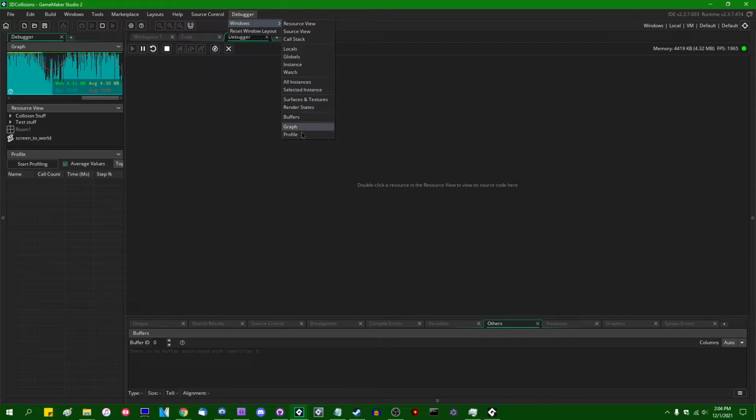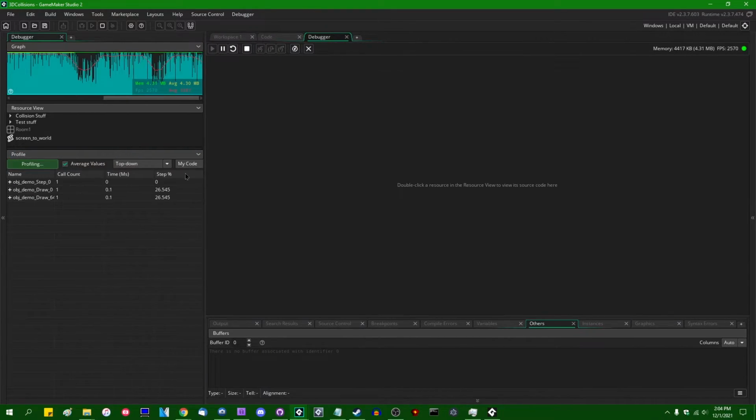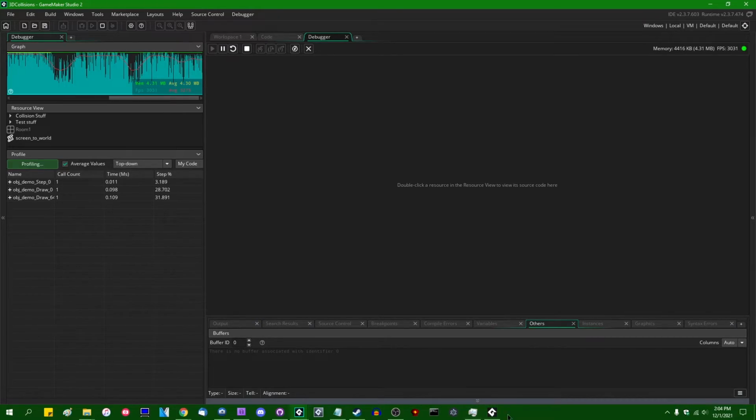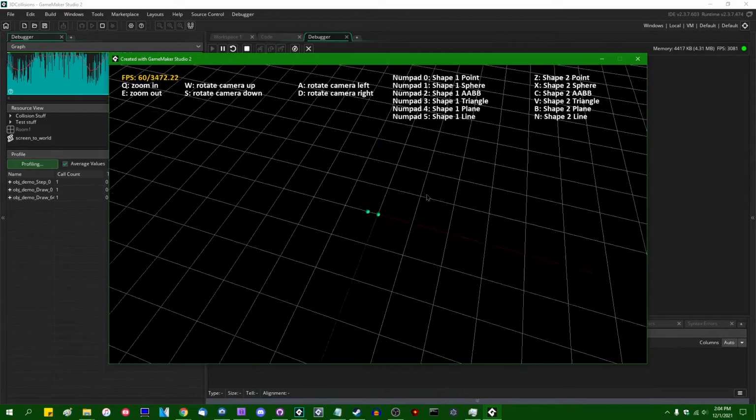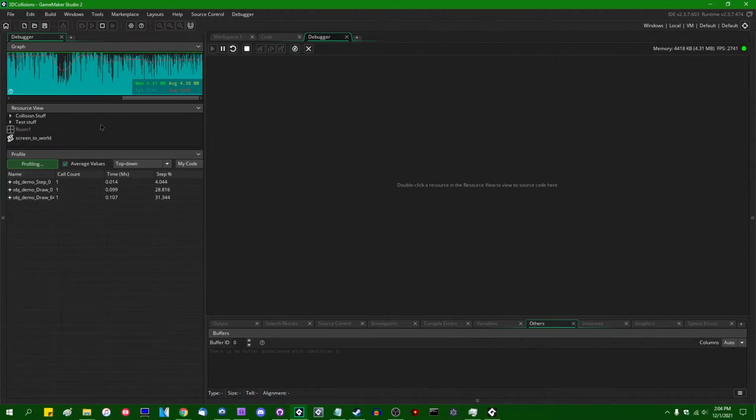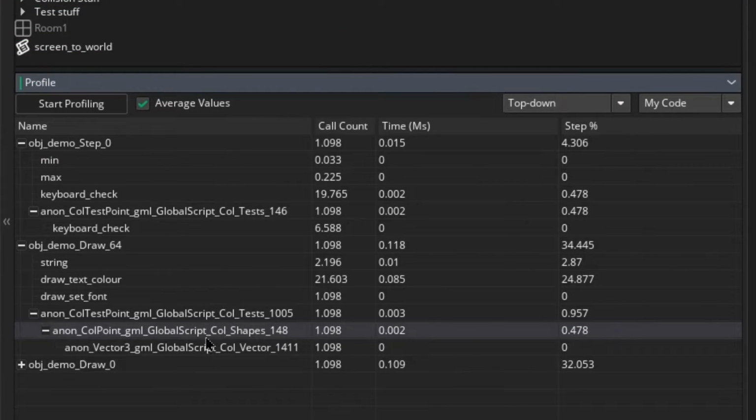Debugger, Windows, profile. Oh, it's over here. And if I were to look at how long, for example, the point and point checks take, and we can move these around, and if I were to stop profiling, it is this function call here. A single function call for point checkpoint is costing 2 microseconds, which is pretty fast.